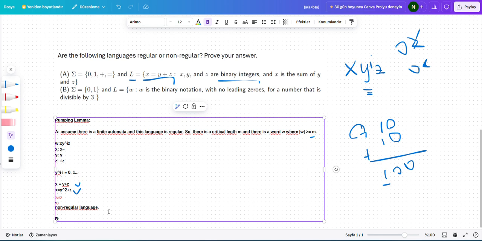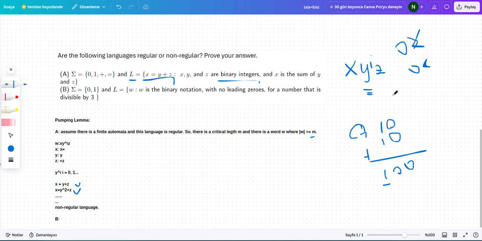This is much harder to understand than question A, actually, because W is the binary notation with no leading zeros for a number that is divisible by 3. If you write a number like 110, which is divisible by 3, it is 6 in decimal. So as you can see, it's divisible.